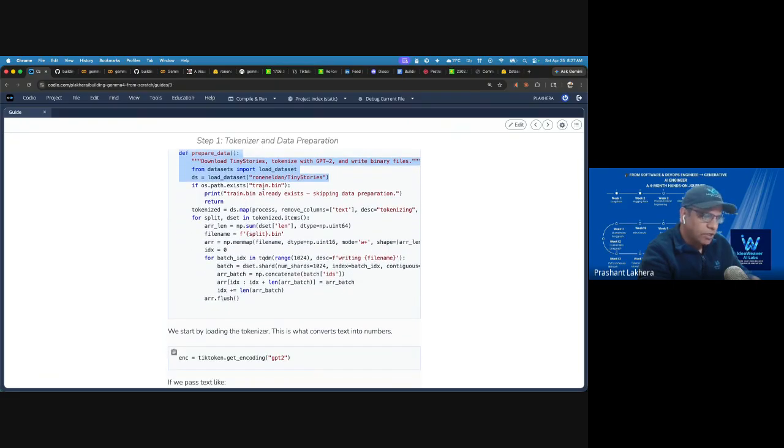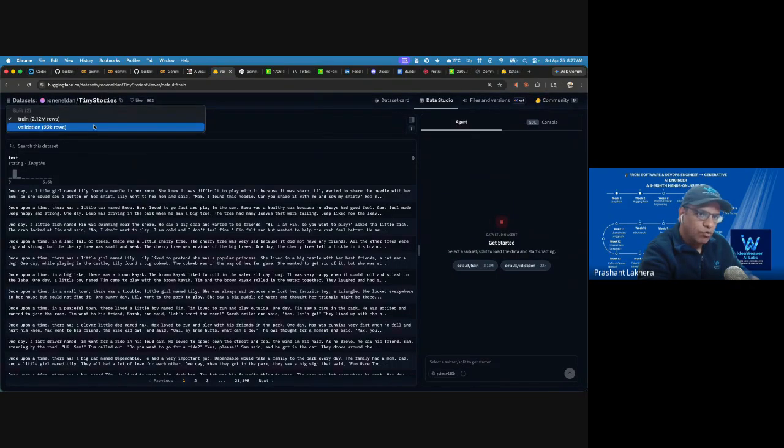Now, this is the important part, which I was talking about, the optimization part. If we go back to this data set, I told you that there are two parts of this data set. One is the train and one is the validation. So I have done some optimization. And all these optimizations that I'm going to tell you are not mandatory. They are all optional. Now, what are those optimizations?